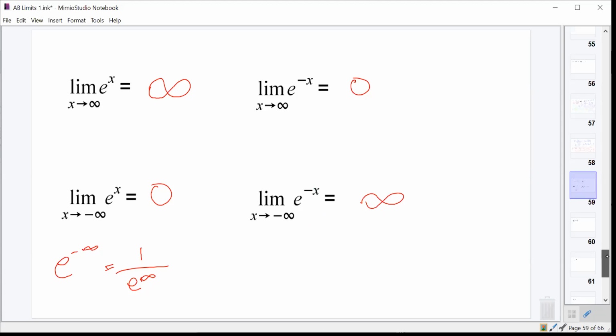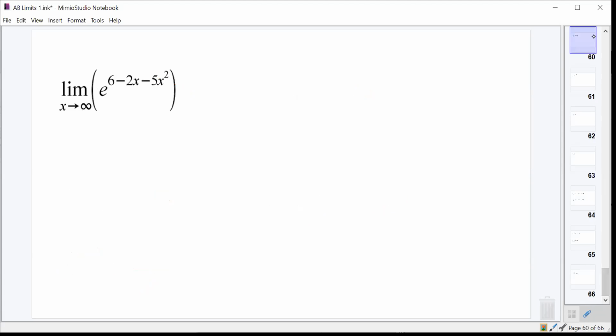We're going to use those limits to help us evaluate some slightly more complicated ones for functions that we may not know exactly what the graphs will look like. So we're going to start with the limit as x approaches infinity of e to the 6 minus 2x minus 5x squared. So looking at that, there is a piece of that that probably makes that a function you don't know what it looks like.